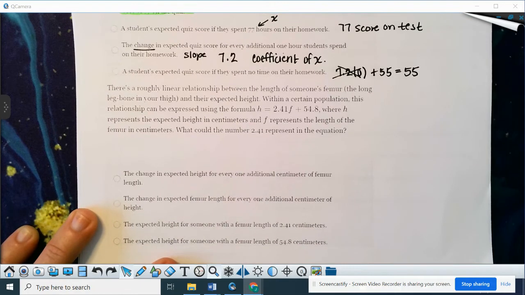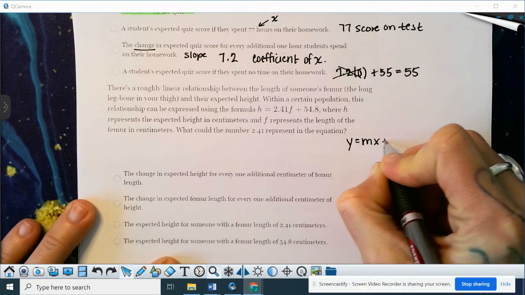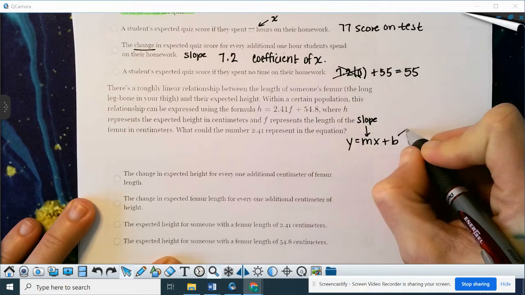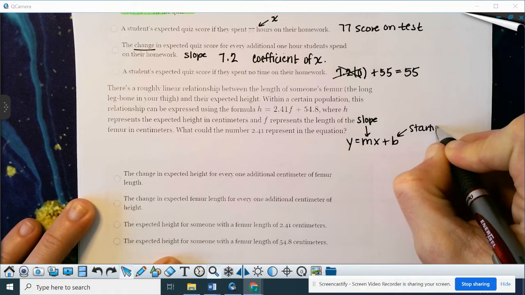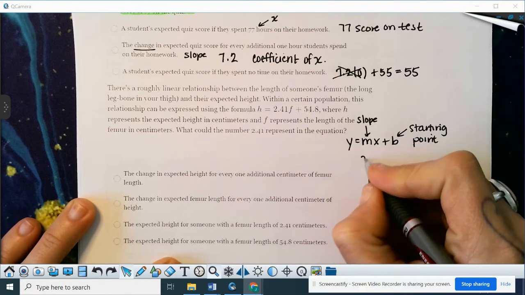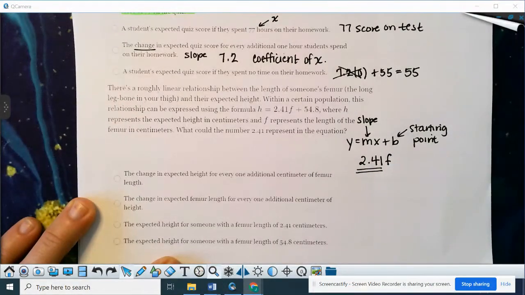What could the number 2.41 represent in the equation? So looking at our equation, thinking y equals mx plus b. We know m is our slope, b is our y-intercept or starting point, constant. That's another word for that. So in this case, we're looking at the 2.41f. So that's going to be our slope, and it is going to be the change.